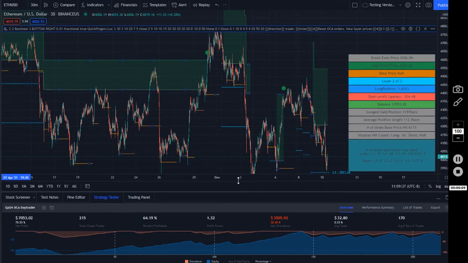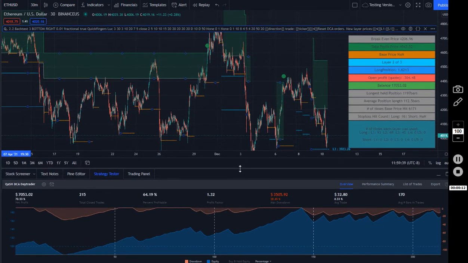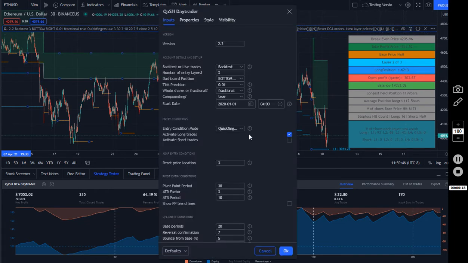This script is called QaSH DCA Daytrader and it is basically 4 scripts in one, because it has 4 different entry conditions that you can choose from, and all of them are DCA strategies. So it incorporates a custom entry condition with multiple DCA orders per entry. If that doesn't make sense to you, then it'll all start to make sense as I go through it.